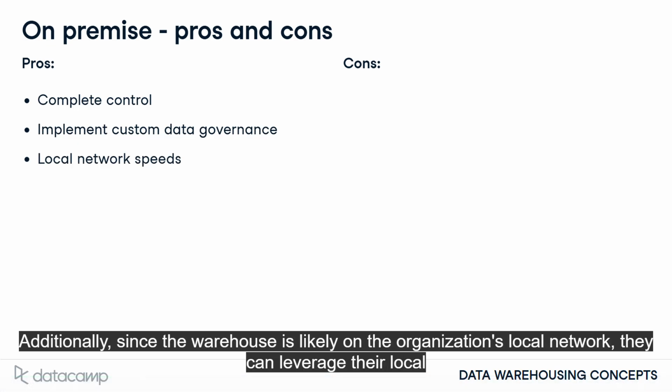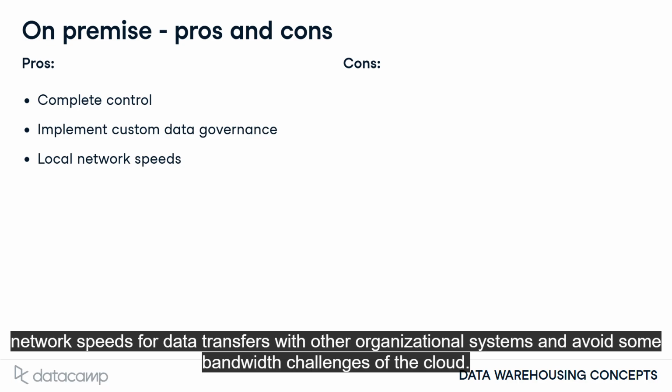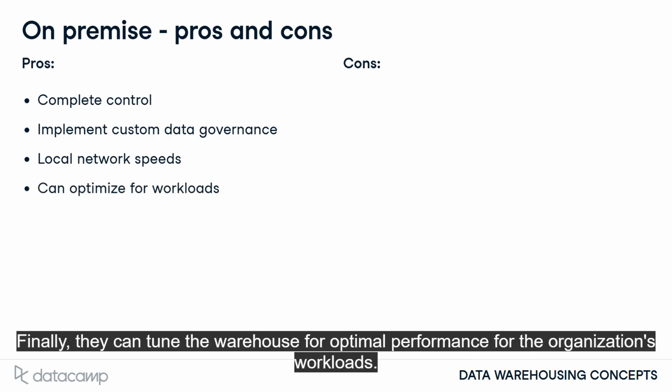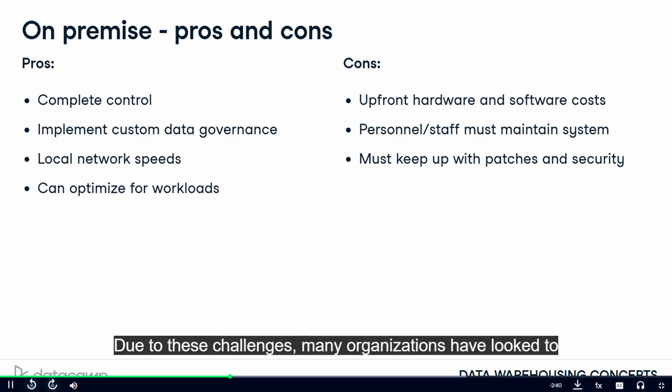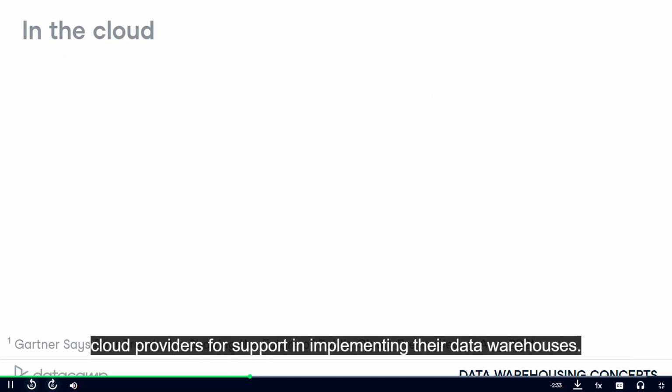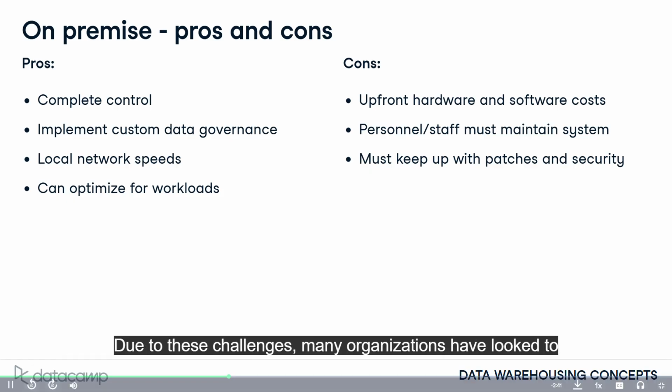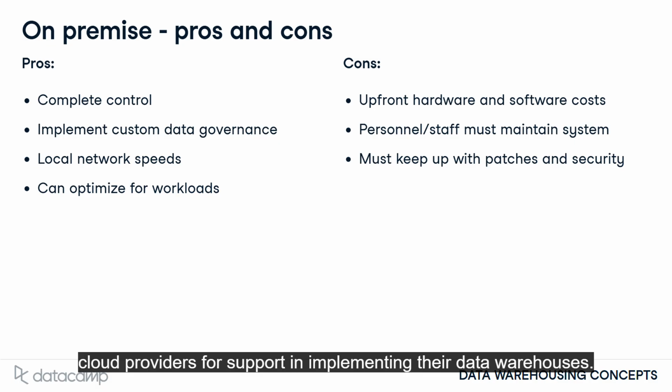Additionally, since the warehouse is likely on the organization's local network, they can leverage their local network speeds for data transfers with other organizational systems and avoid some bandwidth challenges of the cloud. Finally, they can tune the warehouse for optimal performance for the organization's workloads. However, on-premise requires purchasing the equipment upfront. Due to these challenges, many organizations have looked to cloud providers for support in implementing their data warehouses.